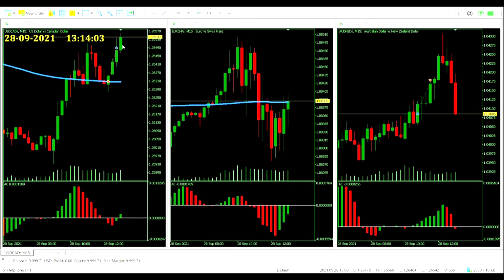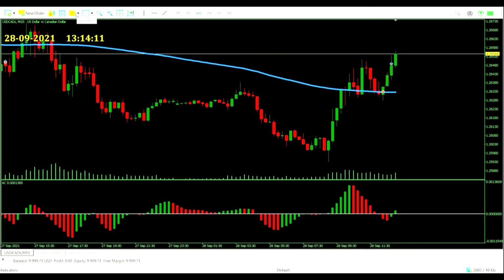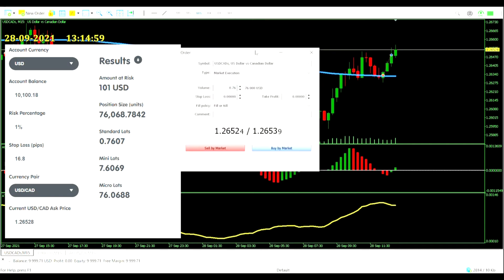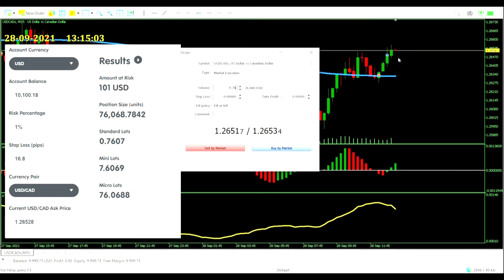1:14 p.m. and it looks like we will be getting into this trade in a minute's time here. Zoom in, US dollar, Canadian dollar, and let's get that ATR up. 11.2 pips, that's what we're going to go for there. 112 points. 1.5 times that is 16.8 pips. Our risk is calculated on screen now. We are getting back in with a buy trade this time.